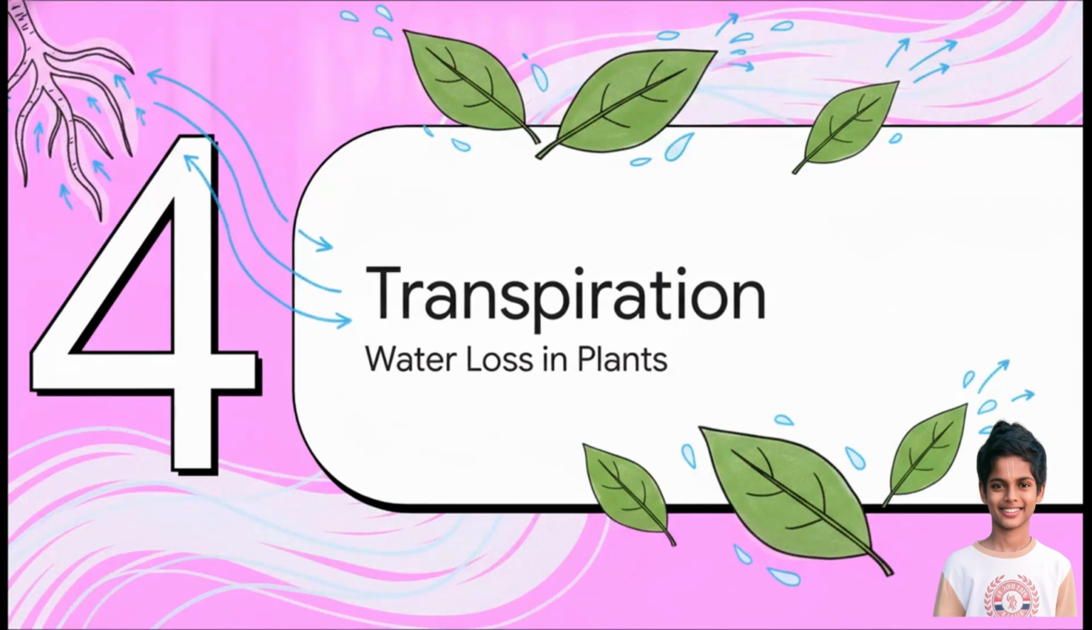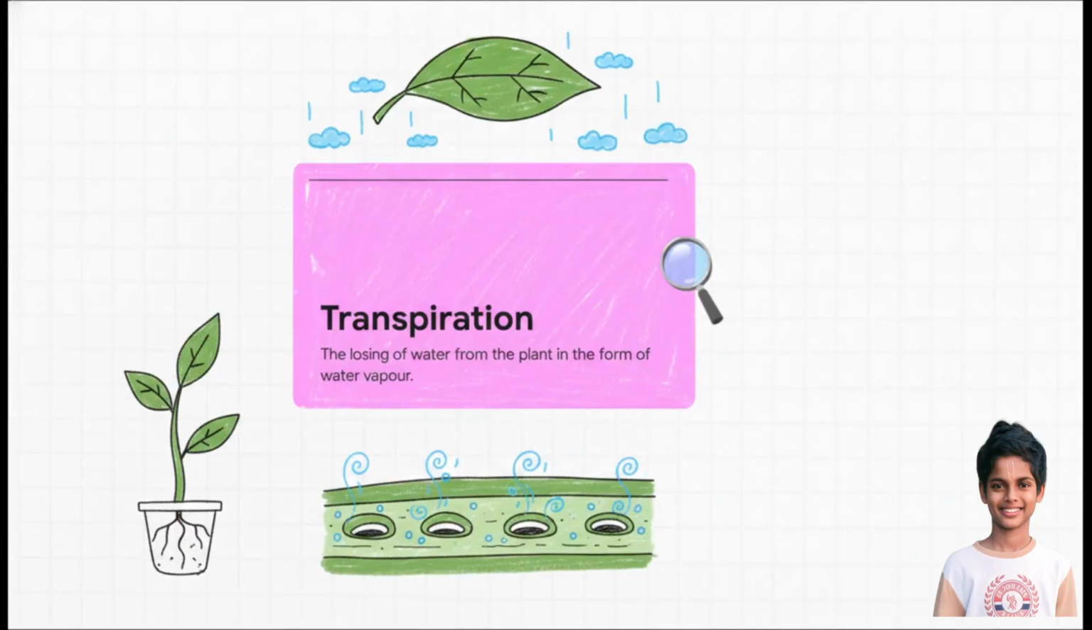Section 4. The power of transpiration. You know, plants are basically always drinking water from their roots, but they're also constantly sweating it out. In biology, we call this process transpiration. This is a 5-star, guaranteed exam definition, so listen closely. Transpiration is the losing of water from the plant in the form of water vapor.